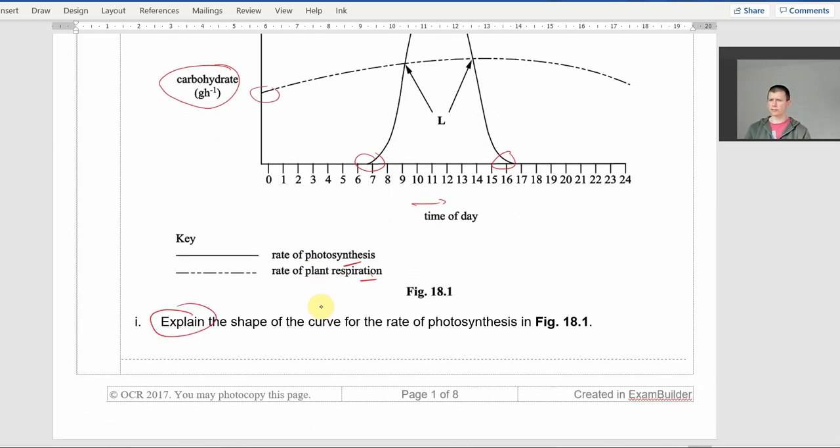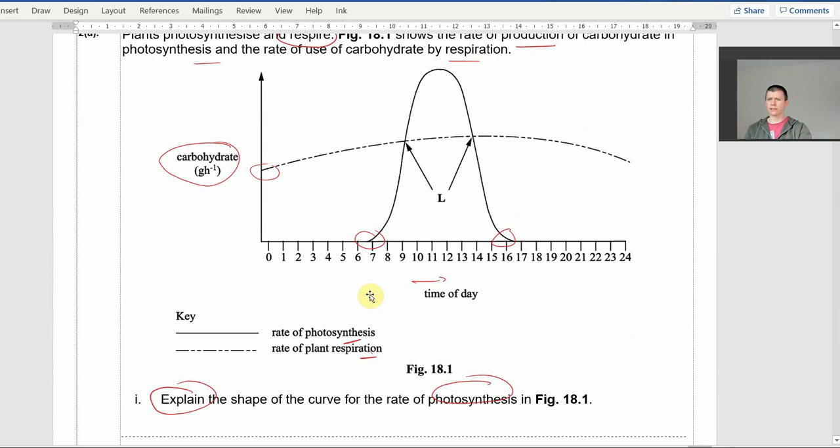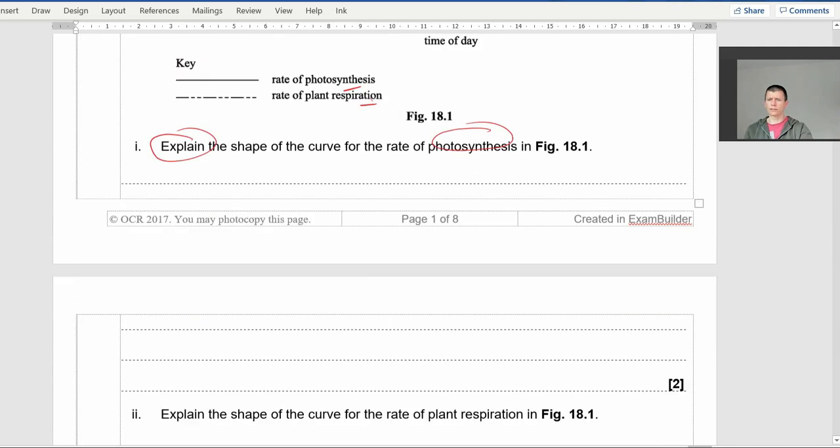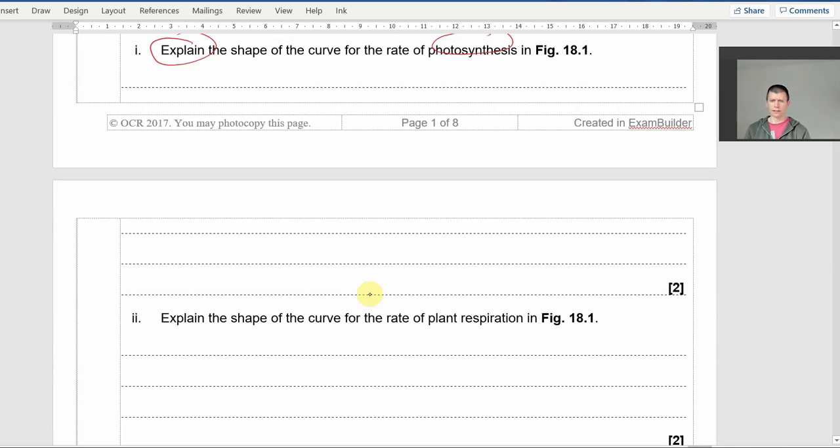So again, lots of people might start describing it, and when we're at photosynthesis, there will be no marks for describing, especially when it's only 2 marks. They want you to give a reason why it goes up and potentially why it goes down. But I think in this case, that is just the opposite answer. So why does it go up? Well, clearly there is an increase in light intensity as the day and the sun rises.